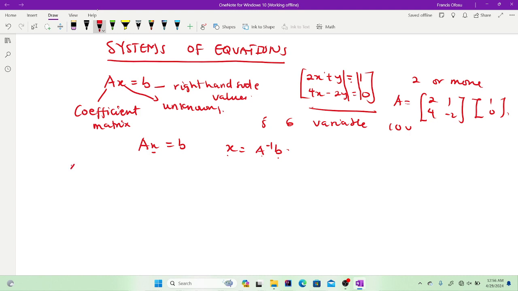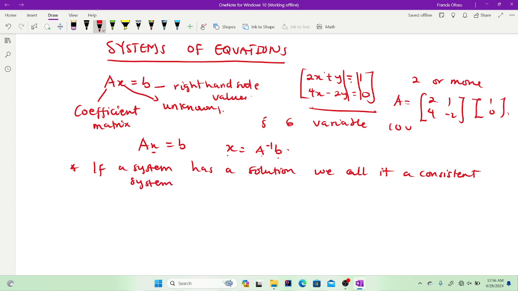So the first takeaway is, if a system has a solution, we call it a consistent system. So any system that has a solution is what we call a consistent system. Otherwise, it's inconsistent.